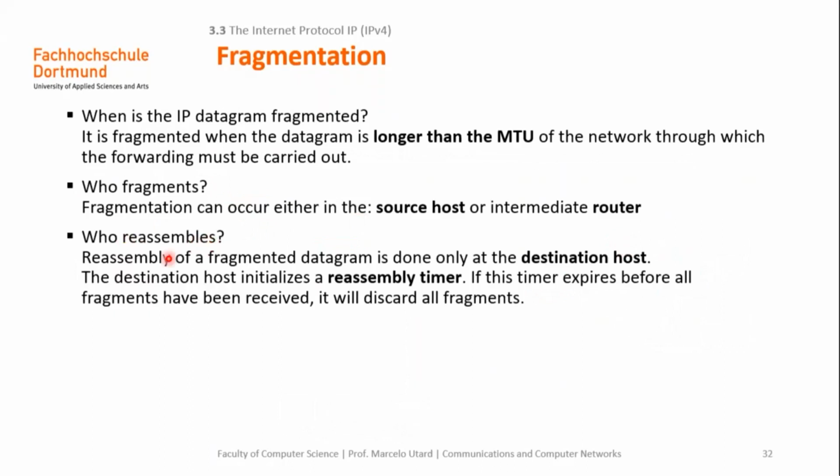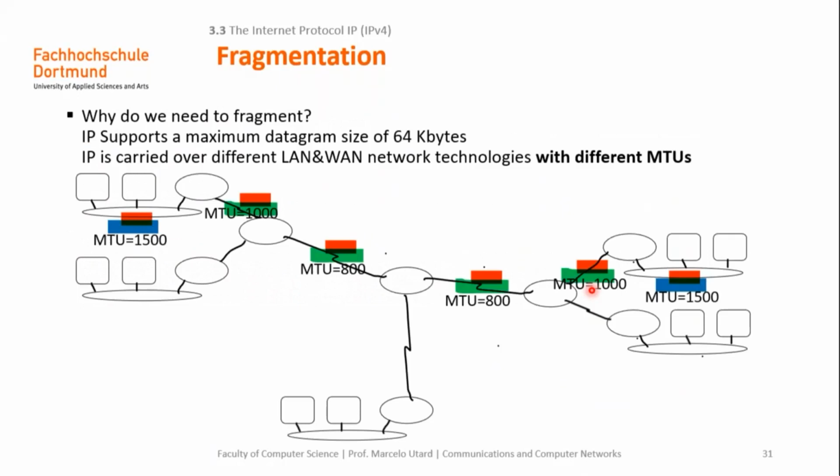Who reassembles? Reassembly of a fragmented datagram is done only at the destination host. The destination host initializes a reassembly timer. If this timer expires before all fragments have been received, it will discard all fragments. And why is this done in such a way? Because the datagrams could be fragmented, but for instance, use different paths to reach the destination. Then it's not possible to reassemble.